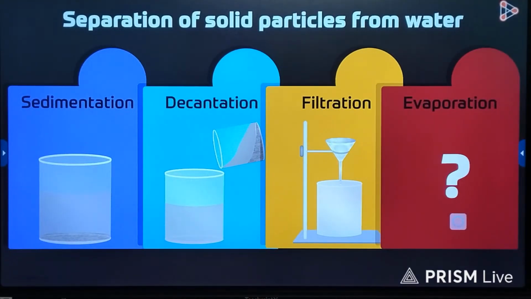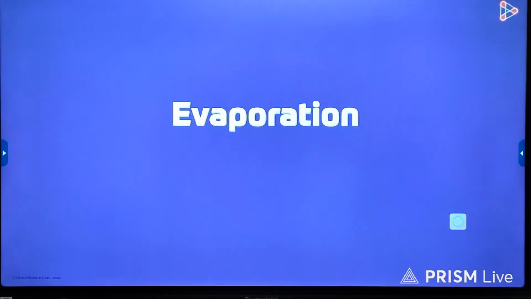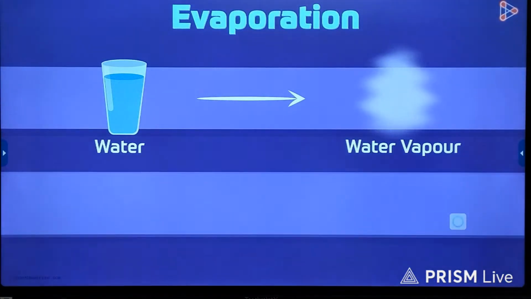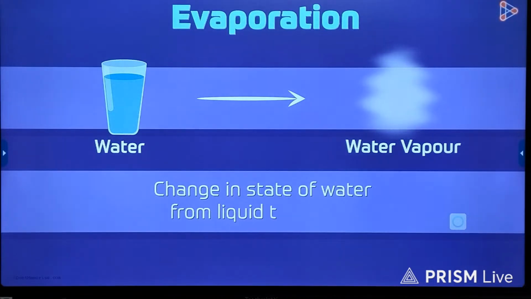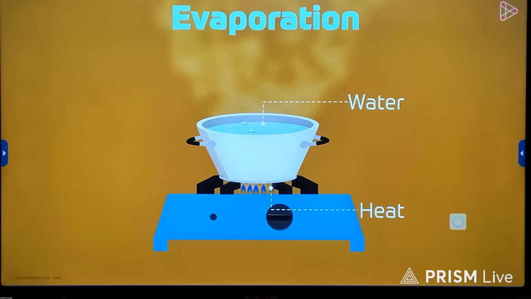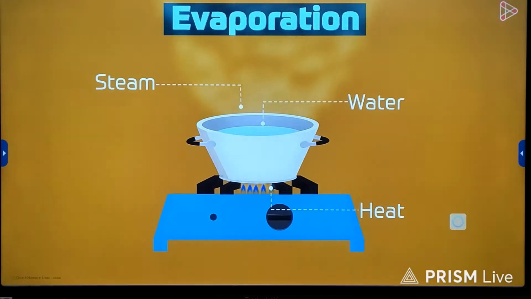Haven't we come across this method? Yes, of course. We know what evaporation is. It is simply a process in which water is converted into steam or water vapor. So changing the state of water from liquid to gaseous state is called evaporation. If you keep water in a vessel and heat it for a prolonged time, then all the water gets converted to steam. This is nothing but evaporation.